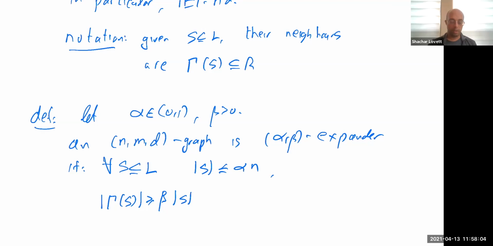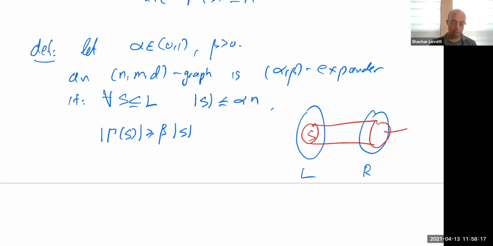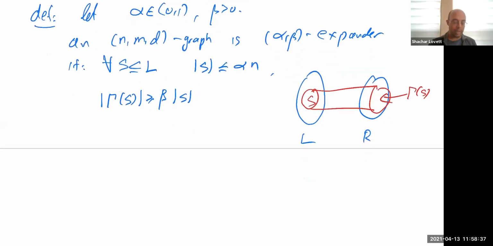And what does it mean in my picture? Here's my graph, left and right. I take some set of nodes S on the left and ask, how many neighbors do they see here? It's gamma of S. That's going to be big. It's going to be at least a constant fraction of the size of S, and the larger beta is, the better the expansion is. And the larger alpha is, the even larger sets expand. Okay? And specifically what we will need for this construction is the following claim.